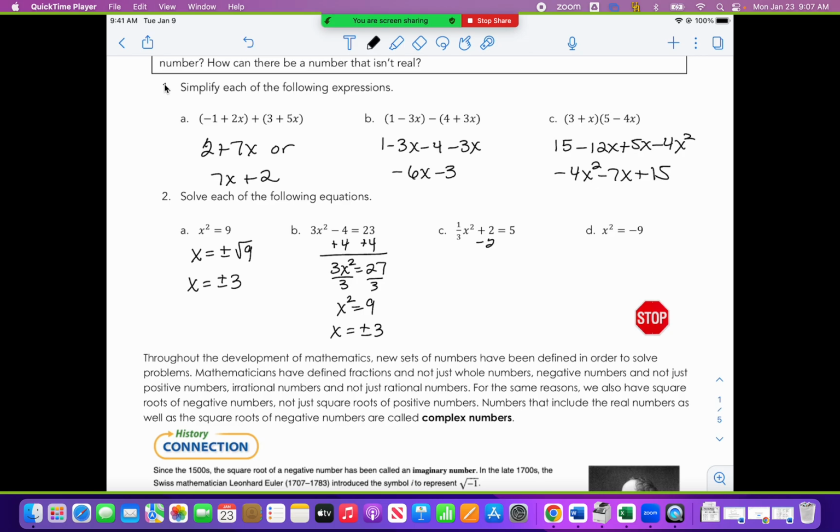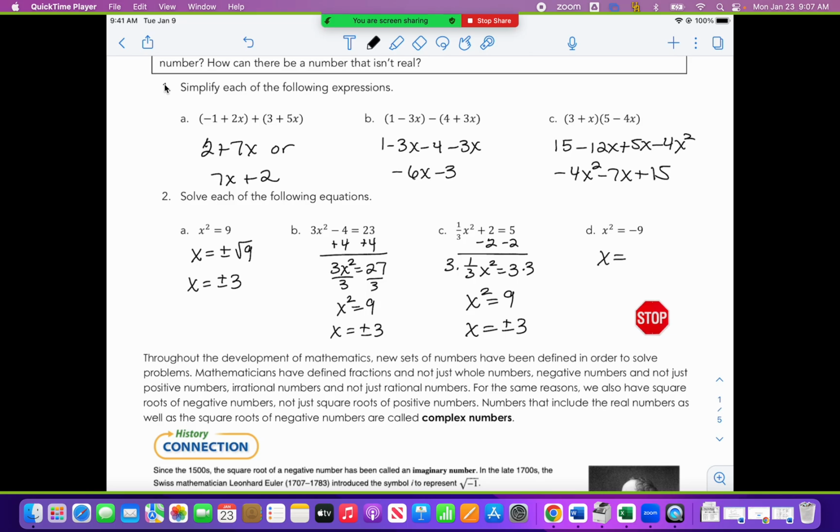Letter C, I'm going to subtract 2 from both sides. Now, we typically don't like to say divide by 1/3. It's tough to divide by fractions. So there's another way. What could I do instead of dividing by 1/3? Multiply by 3. So let's multiply by 3, and I get x squared is 9. So I get x is plus or minus 3. All right.